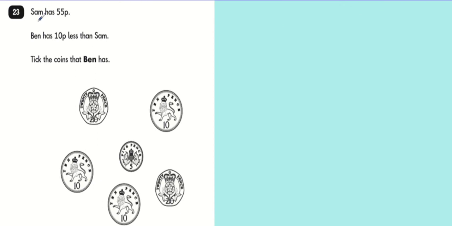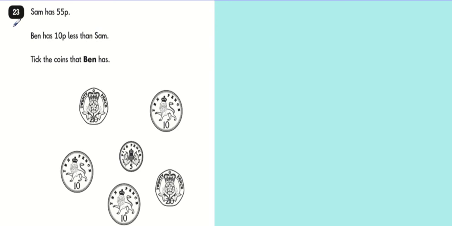It says, Sam has 55p, another money question. Ben has 10p less than Sam. Tick the coins that Ben has. Okay, so let's read it again. What do we need to do first? Sam has 55p. Ben has 10p less than Sam.